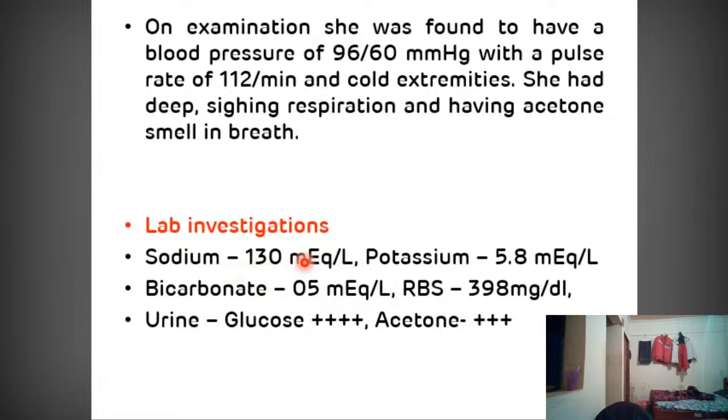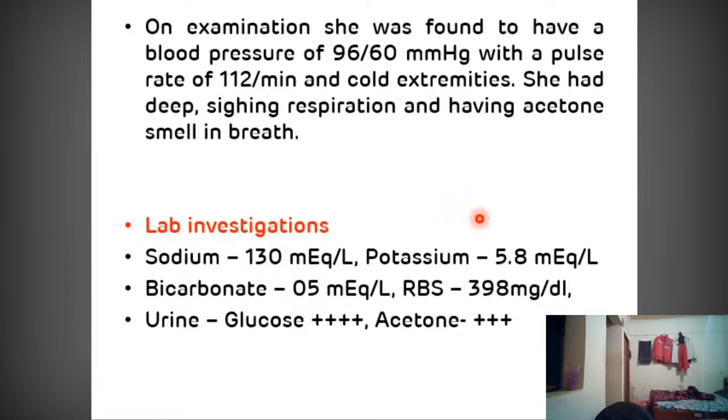Sodium is also low. The normal value of sodium is 135 to 145 milliequivalents per liter. So that is hyponatremia. Potassium level is high. Normal value of potassium is 3.5 to 5 milliequivalents per liter. So this is hyperkalemia. Patient is also hypotensive, and there was a history of frequent urination also. So all these things point towards acute complication of diabetes, that is diabetic ketoacidosis.